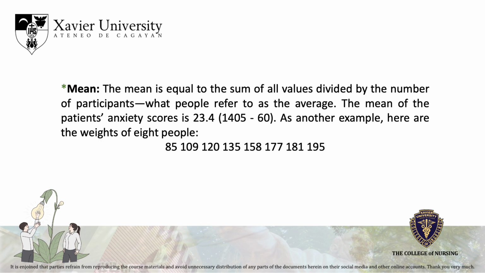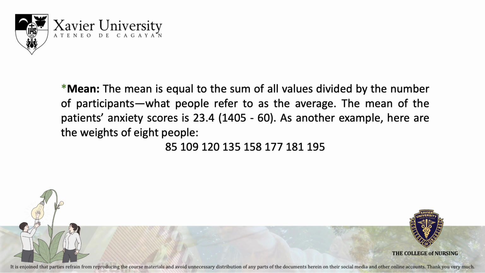And lastly, under central tendency, we have the mean. When we talk about the mean, this is equal to the sum of all values divided by the number of participants, what people refer to as the average. The mean of the patients' anxiety scores is 23.4 because it has a total of 1,405, which you divide by the 60 total respondents.